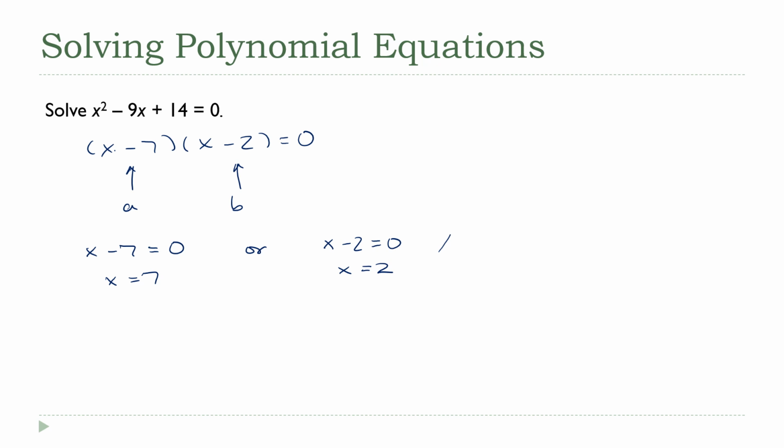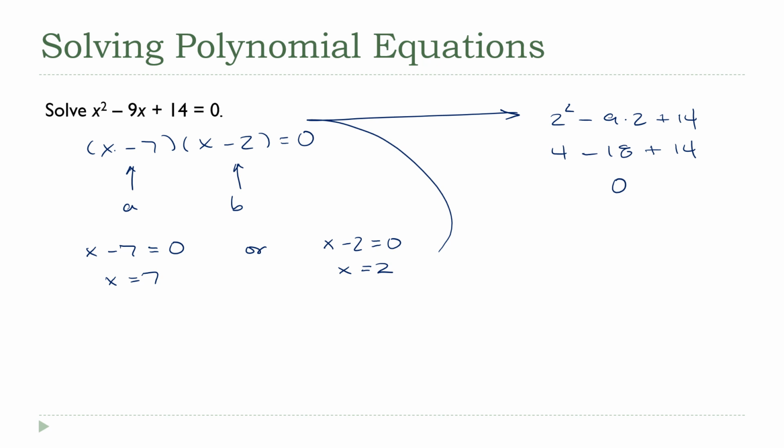If I substitute 2 back into the original equation, this becomes 2 squared minus 9 times 2 plus 14. So let's see, 2 squared is 4 minus 18 plus 14. 4 minus 18 is minus 14. Minus 14 plus 14 is 0. There you go. Our answer checks. It did work. And you're welcome to do that with 7. You should see the same thing happen there.